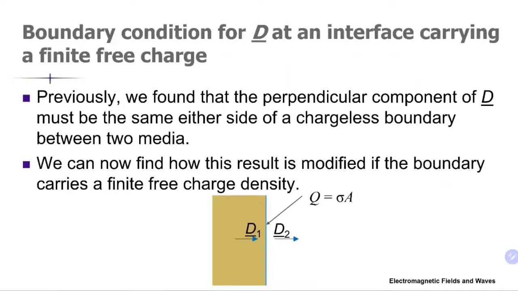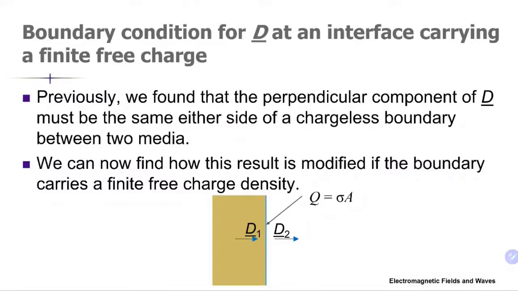The next part is to look at the boundary conditions for electric flux density at an interface carrying a finite free charge. Very early on, we looked at boundary conditions. If you have one dielectric and another dielectric at the interface, we said that D is the same from one material going to the other if D is perpendicular to the boundary. So that is uncharged. That boundary has no charge. So here we're going to move on.